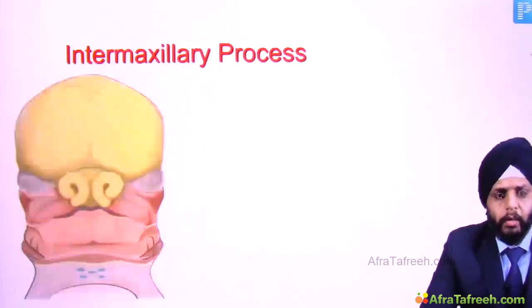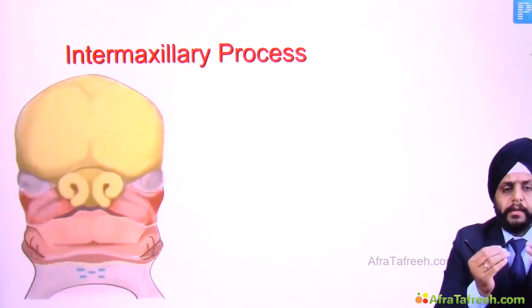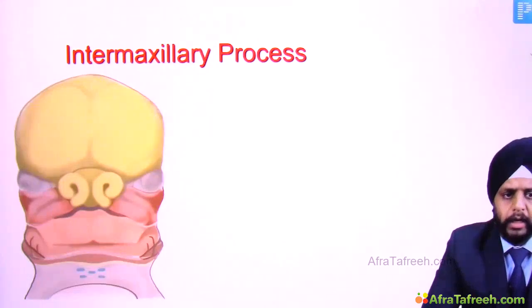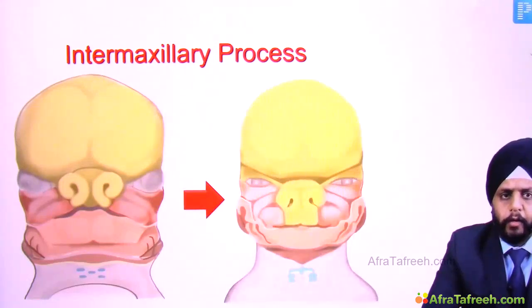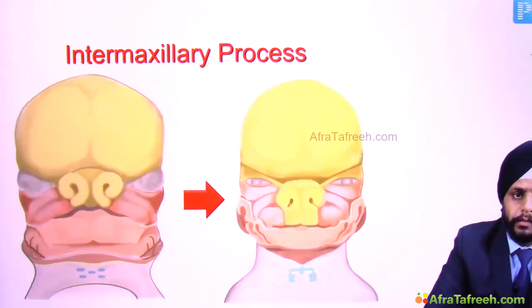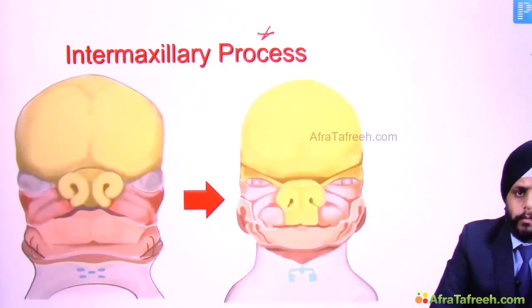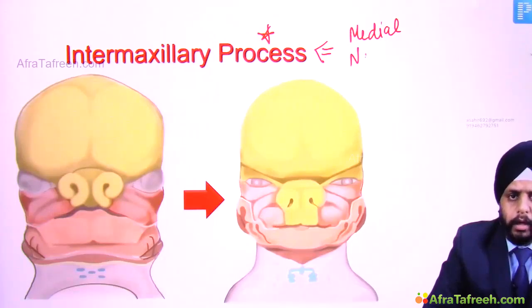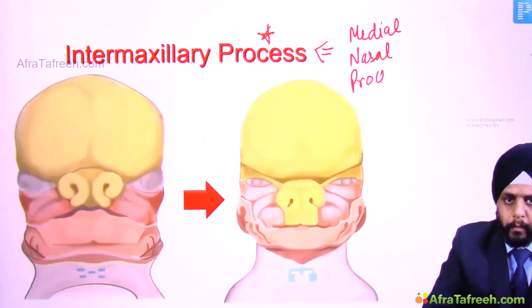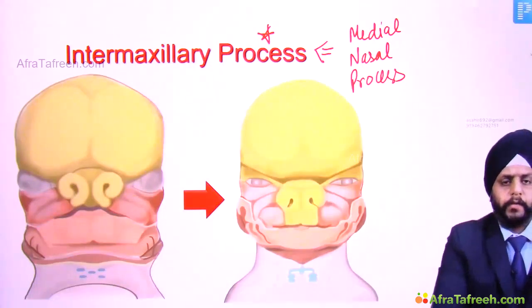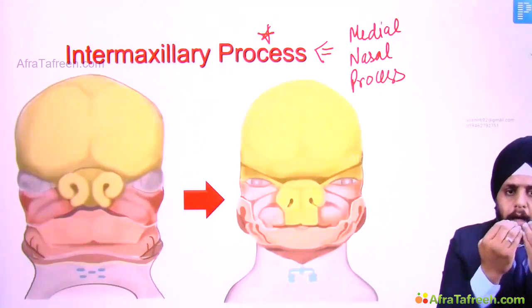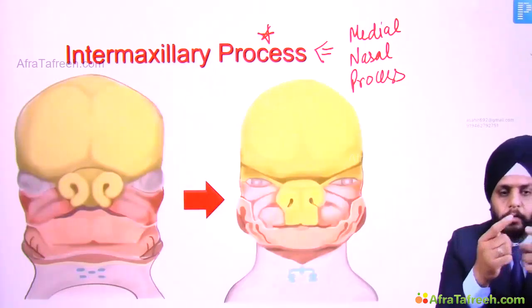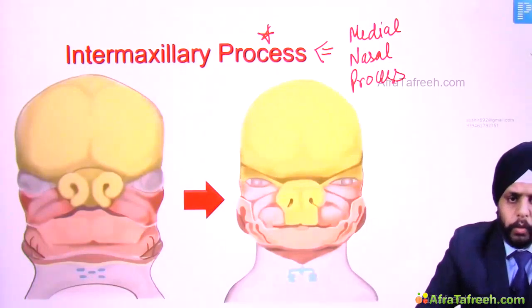Okay, now what happens? The medial nasal processes of the two sides come together and fuse and form the intermaxillary process. So the intermaxillary process is formed by the fusion of two medial nasal processes. As you can see in this diagram, what will this intermaxillary process form?